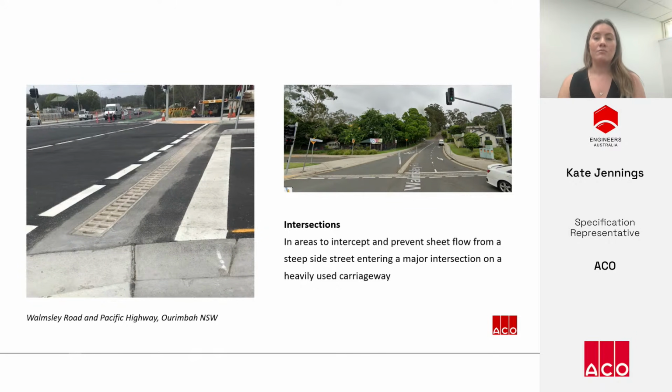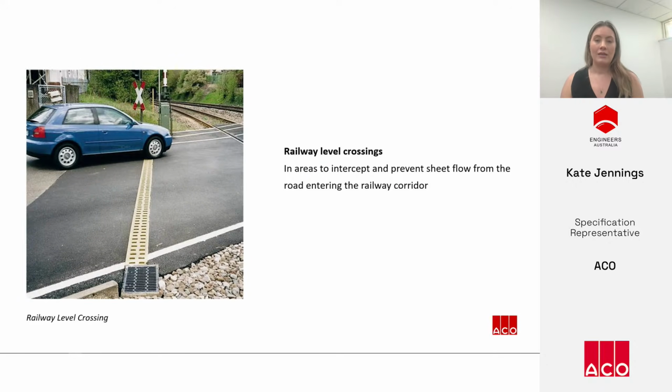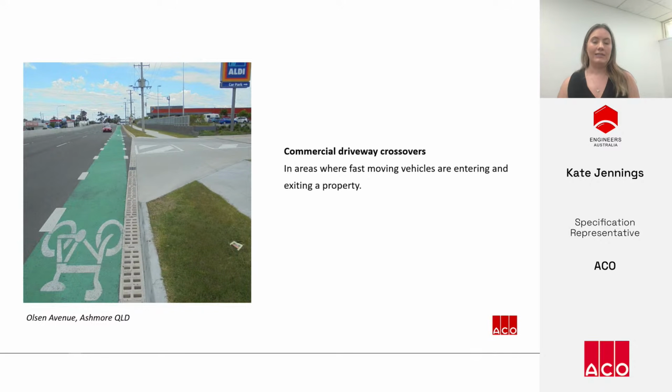For intersections, monolithic drains are ideal to prevent sheet flow from steep side streets entering a carriageway. Monolithic drains are also designed to intercept water from entering a rail corridor from a roadway. And lastly, monolithic drains again are ideal for use at property crossovers.